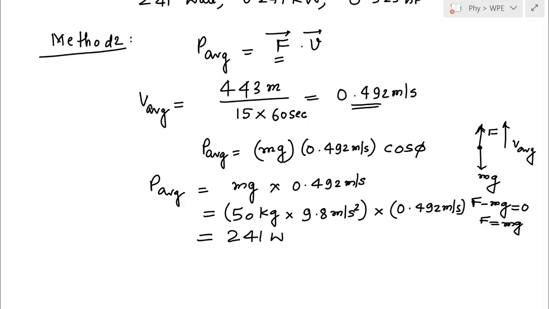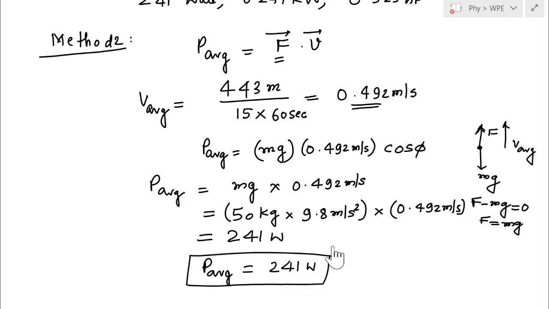One important point in this problem is, it is saying average power required. So in this problem, the average power required is 241 watt. But this person has to apply basically more force, or in other words, she has to generate more power. Why is this so? Because when she is going from bottom to the top, she is not only covering this height, she also has to breathe. She also has to inhale, exhale.